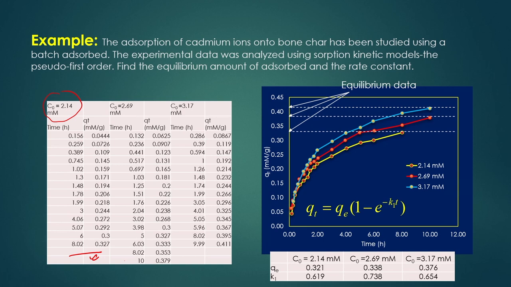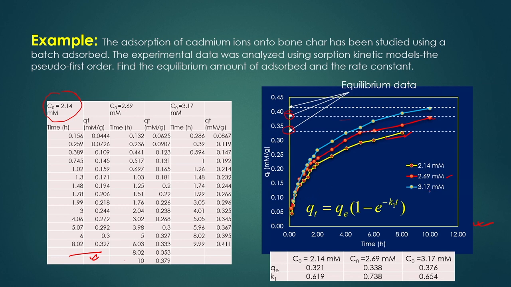So, what to do here? You have to plot the graph of Qt versus time as shown in the figure. It is drawn with respect to this data at different initial concentrations. This graph is for the initial concentration of 2.14 millimole of solute. Here Qt versus time keeps increasing and it will reach an equilibrium condition, which can be obtained from this point. Similarly, for the other initial concentration of 2.69, the plot is this red line, and here also after a certain time it reaches an equilibrium condition, and the corresponding equilibrium value you can get from here.